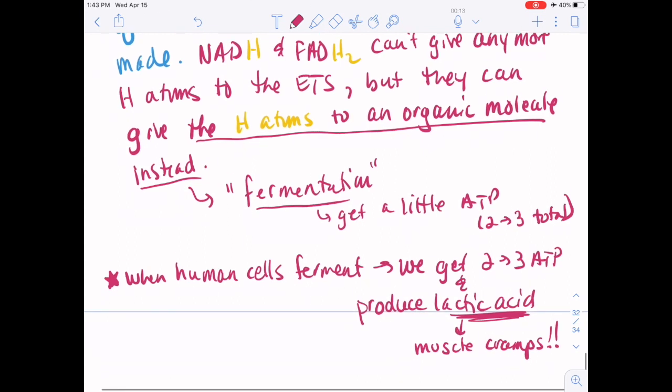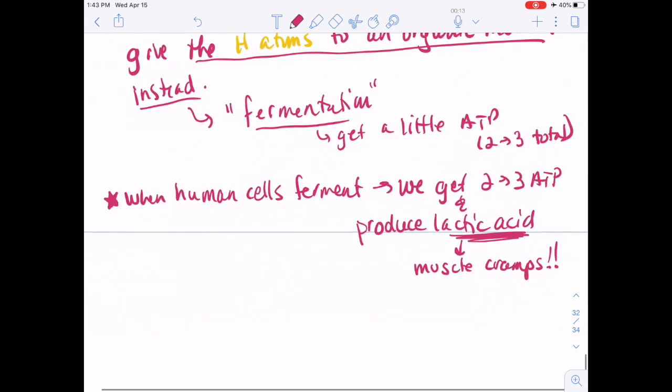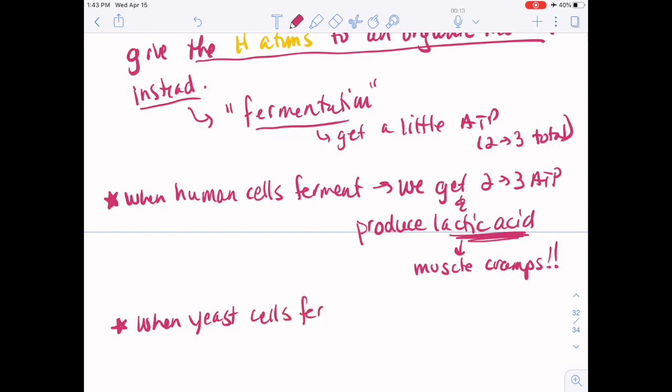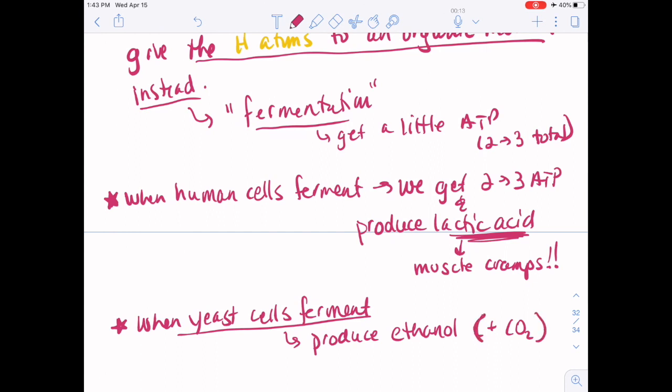Not every cell that ferments will produce lactic acid, though. When yeast cells ferment, and they actually prefer to ferment all the time, they get a little bit of ATP, but they produce ethanol and CO2, right? You probably know that from your lab reading. So fermentation in yeast produces ethanol, alcohol, which we like.